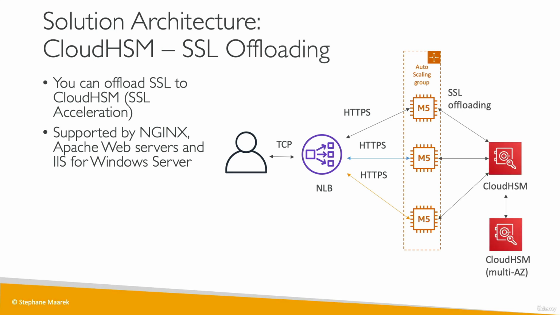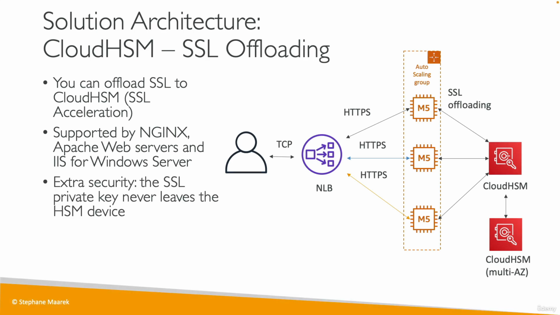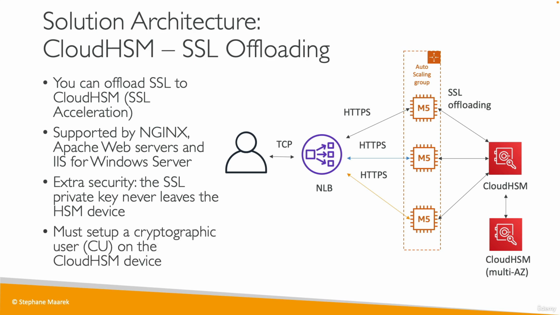And the idea is that the CloudHSM device in the backend will be the one performing the SSL acceleration or offloading for your EC2 instances, and that will save some valuable resources for your EC2 instances. So that's a very classic solution architecture as well. An extra level of security is that the SSL private key will never leave the HSM device, and so it's extra secure. The only way to make this work is to set up a cryptographic user, so CU, on the CloudHSM device, and make sure your EC2 instances can use that user.